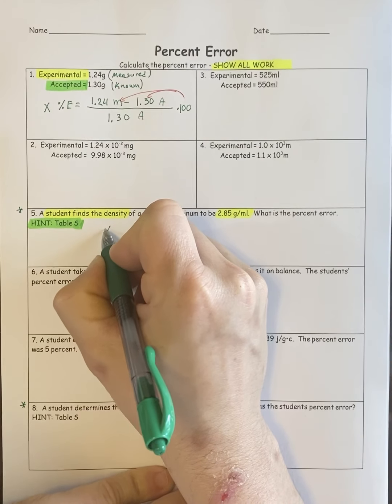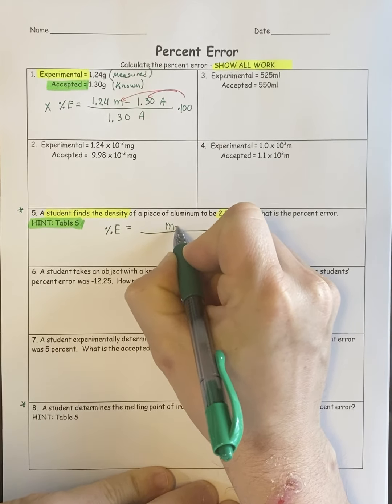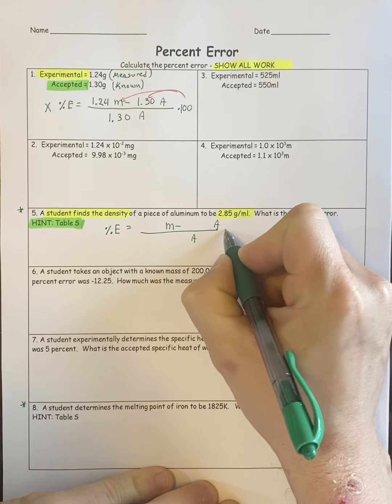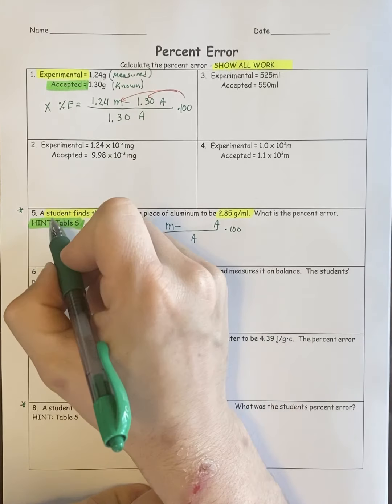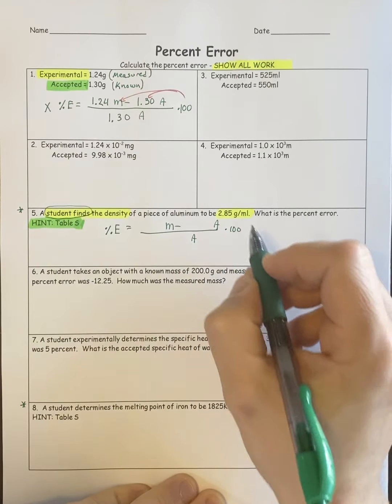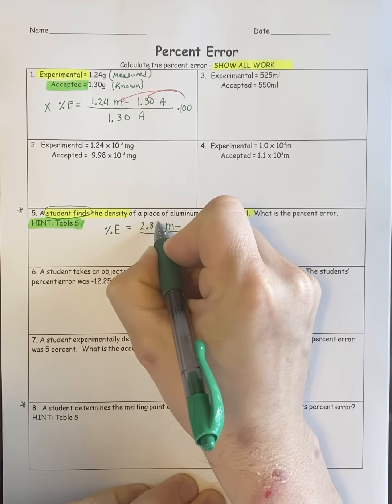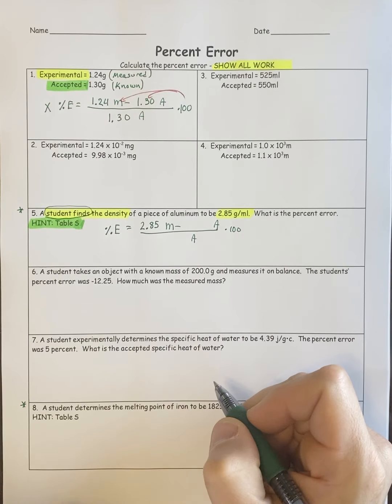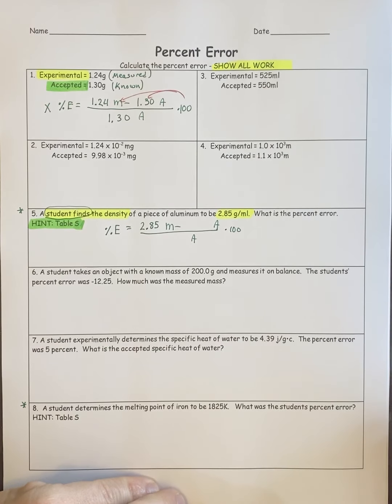So we set it up. So there's my setup, and it says a student finds the density. Since the student did it, it is going to be your measured. So 2.85 is my density. It's my measured value. The reason I know it's measured is because it says a student finds the density. So that must have been done in an experiment. So it's a measurement.